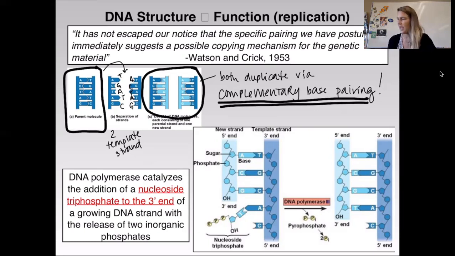Just want to point out that the enzyme that does this DNA replication is called DNA polymerase because it polymerizes or adds nucleotides to make a polymer of DNA, right? So the DNA polymerase catalyzes, and again, it's an enzyme. Anything with ACE is usually an enzyme. So DNA polymerase is an enzyme that catalyzes the addition of a nucleoside triphosphate, all right?